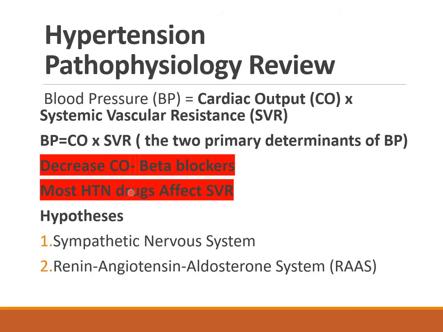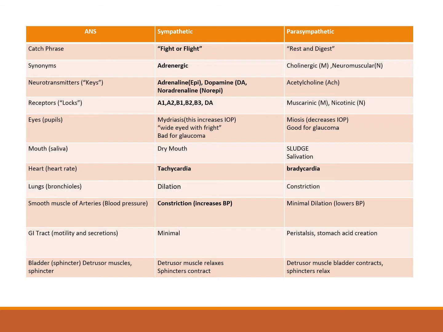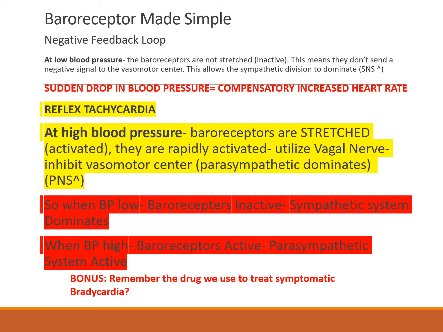Most of the antihypertensive drugs affect the systemic vascular resistance, whereas the beta blockers decrease cardiac output. In reflex tachycardia, what happens when the BP is low? The baroreceptors become inactive and the sympathetic system dominates. When the blood pressure is high, the baroreceptors are active and the parasympathetic system is activated.